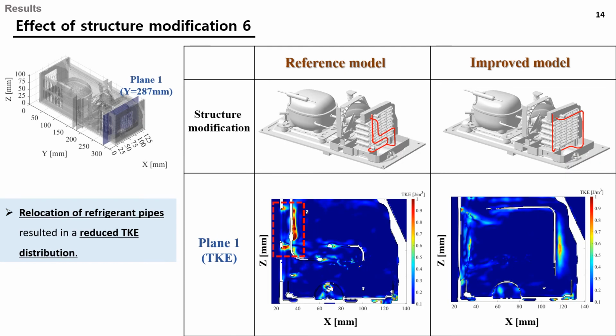Next is the effect of the refrigerant pipe location. In the reference model, since the refrigerant pipe is located downstream of the inlet, the TKE value is inevitably high. By relocating the refrigerant pipes, we can see that the improved model shows a reduced TKE distribution.